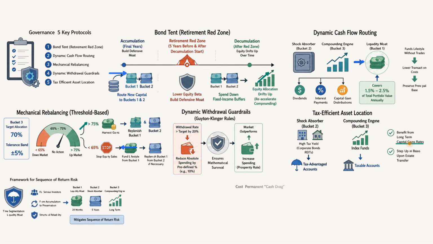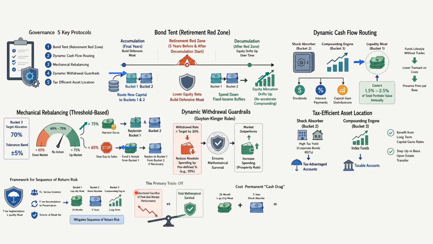Now, there is a cost. Maintaining a 24-month liquidity moat and a 5-year shock absorber naturally creates a permanent cash drag. The primary trade-off of this entire framework is the intentional sacrifice of peak bull market performance for total mathematical survival. In a prolonged bull market, you will underperform a 100% equity index because capital held in T-bills simply doesn't capture upside volatility. However, this is the accepted cost of institutional-grade risk management.